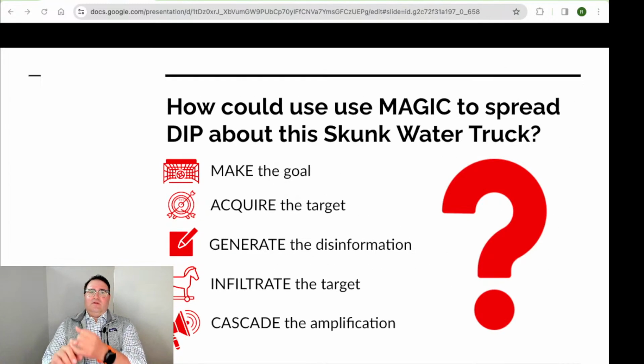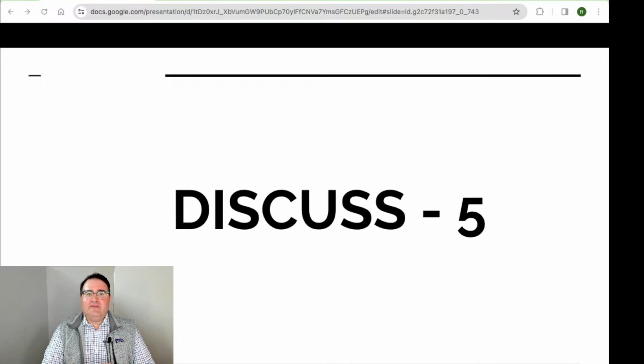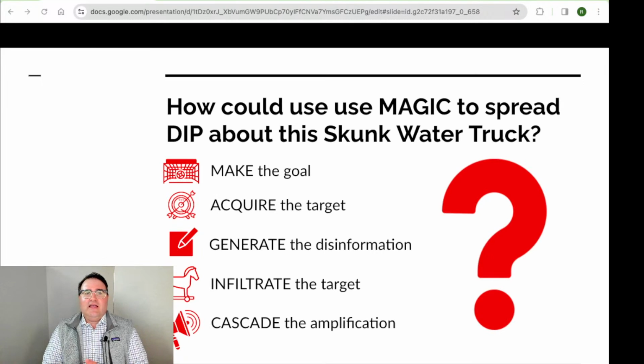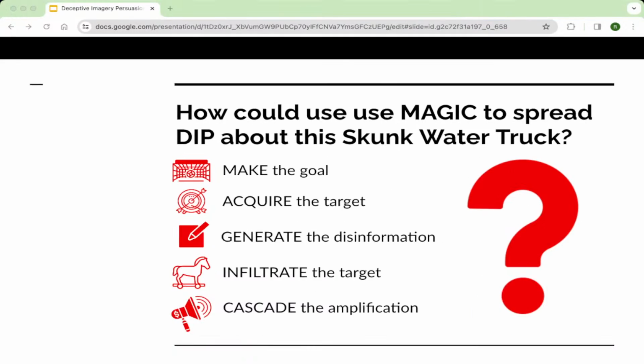All right, remember, we make the goal, we generate the disinformation, we infiltrate the target, and we cascade the amplification. So now I'm going to give the midshipmen 5 minutes. We'll give you guys 2 minutes to discuss this amongst yourselves. Let me put this slide back on, and you guys get 2 minutes. I'll be back in 2 minutes, and we will continue with the lecture.